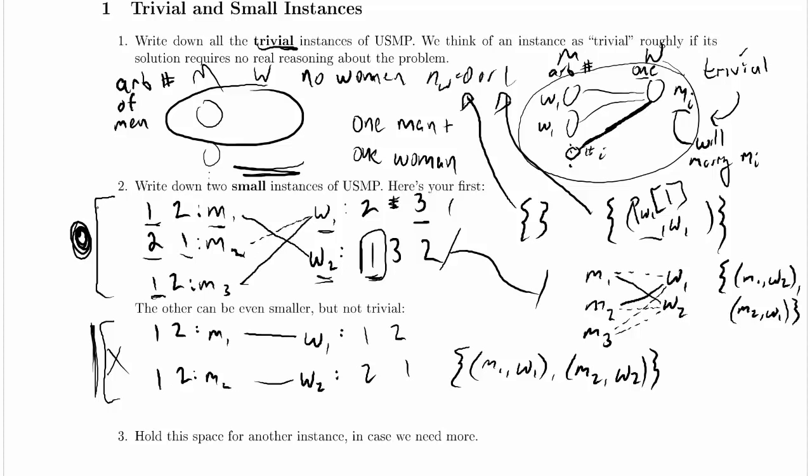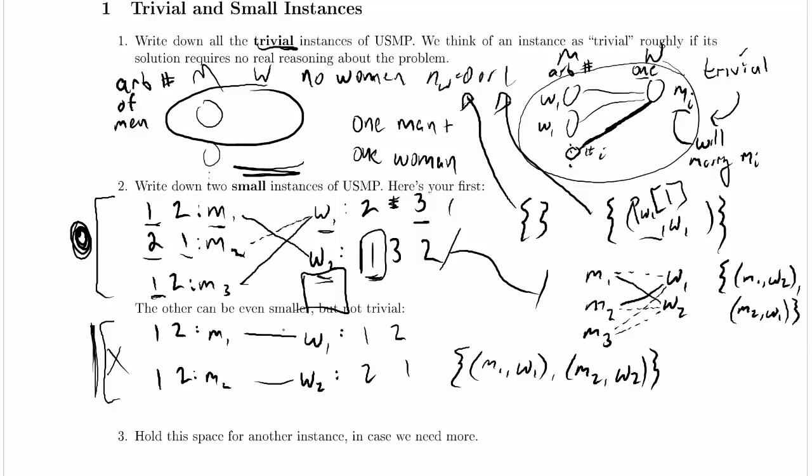Well, USMP is allowed to have more men than women. SMP is not allowed to have more men than women. So we're going to have to add a woman to this instance. Woman 3, right? Now, woman 3 doesn't exist. Woman 3 is a fake woman that we add so that we'll have the same number of people. So it's going to be hard to know what the preferences of woman 3 should be.